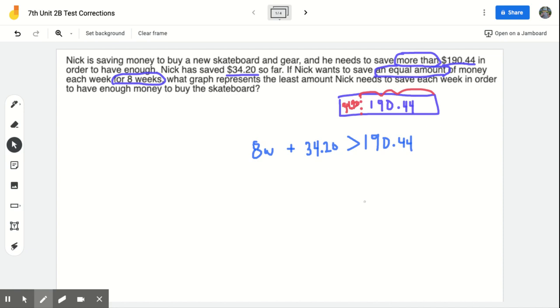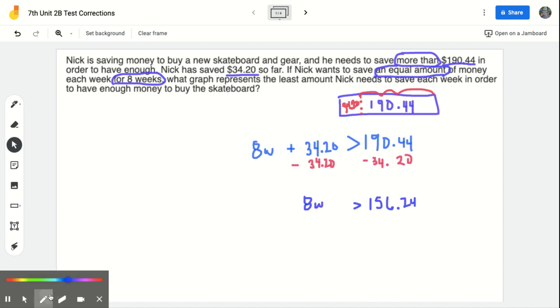So if we go ahead and start solving, we're going to do some subtraction to get rid of this $34.20 because he already has that. He doesn't need to save it anymore. So let's do that, and then see how much he's going to have to save. So 190.44 minus $34.20. He'll still need to save $156.24. So in 8 weeks, he needs to have more than that.